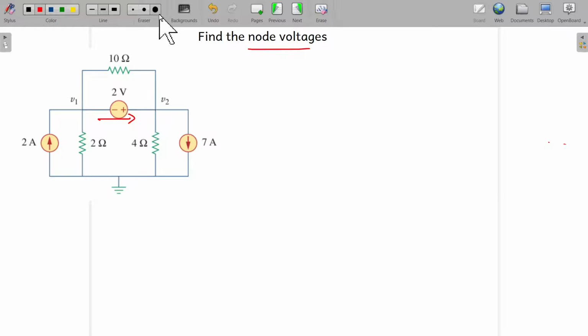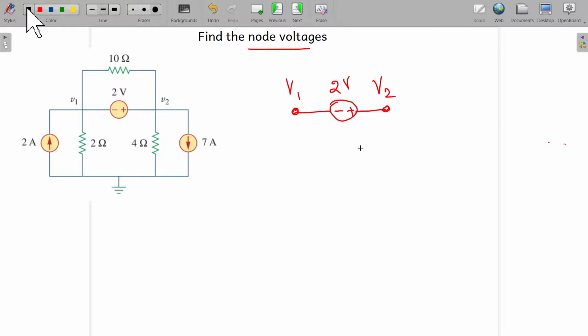One more path is available. That is the path between this V1 potential and V2 potential. In between V1 and V2, we have this 2 volt voltage source available, with minus and plus polarity.